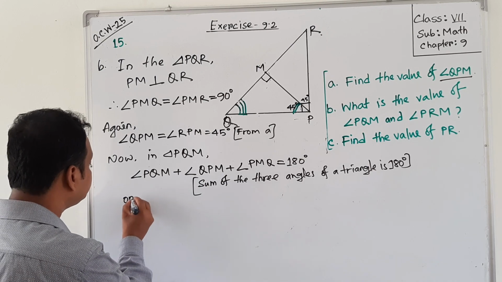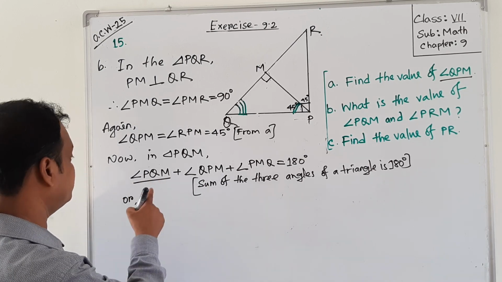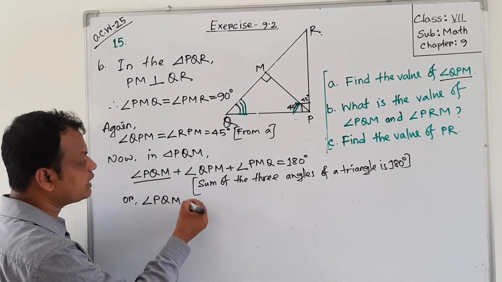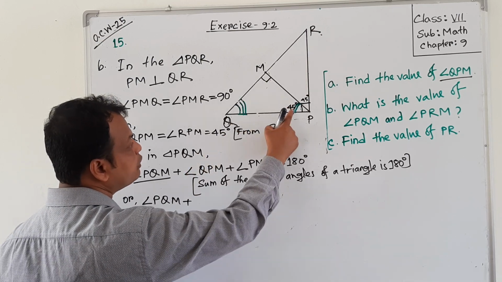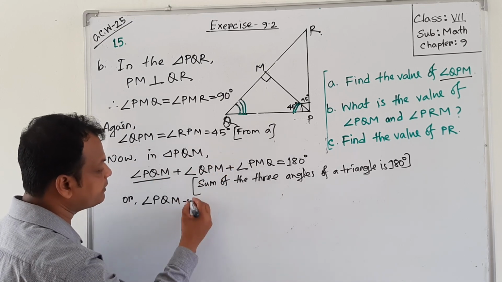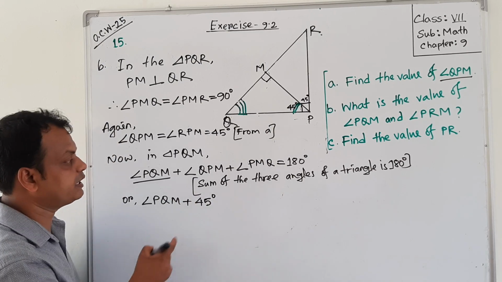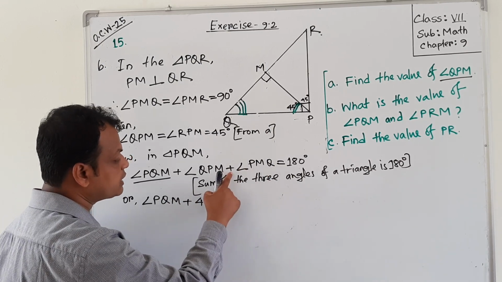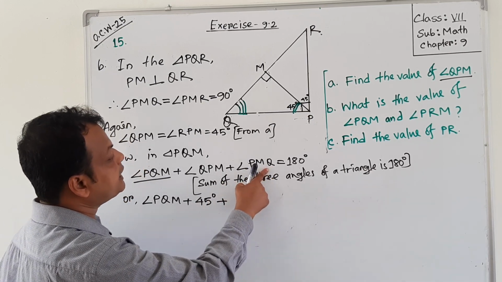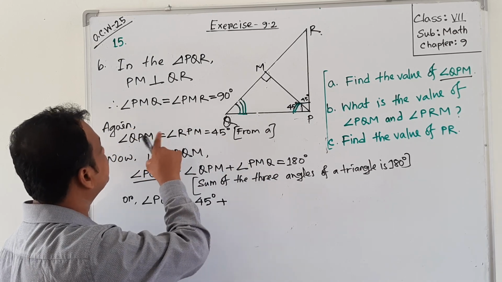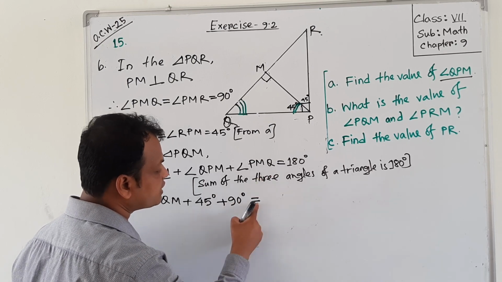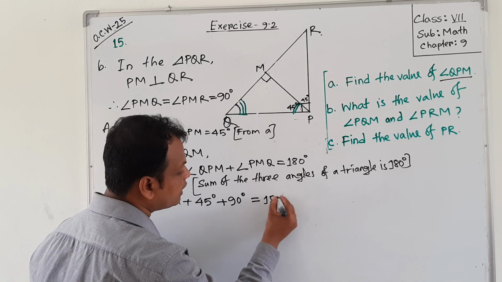Now we will put the value. We have to find the value of angle PQM. We don't know the value of angle PQM, so it will remain the same: PQM plus. The value of angle QPM is 45 degrees, which we have written here. So instead of angle QPM, we will write the value 45 degrees, then a plus sign, and angle PMQ. The value of PMQ is given, PMQ is 90 degrees. So we'll put 90 degrees, equals 180 degrees.